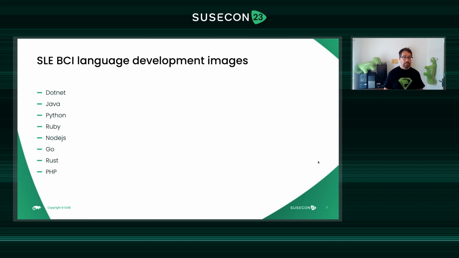So in this portfolio of language development images, we have a .NET container, a Java container, a Python, a Ruby, Node.js, Go, Rust, and PHP.